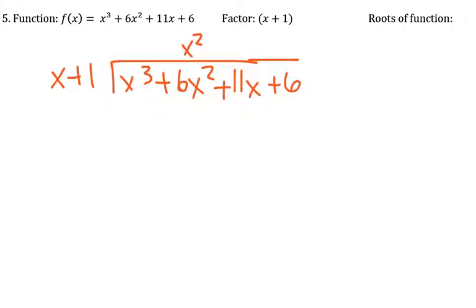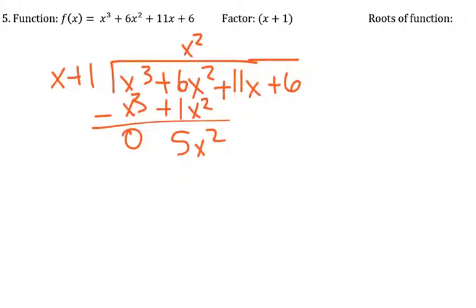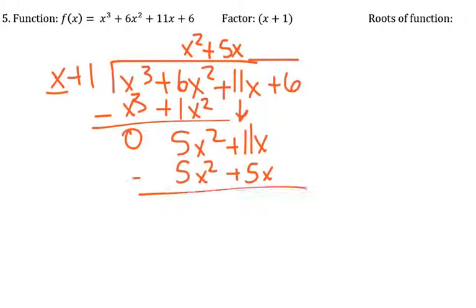So x squared times x is x cubed. x squared times 1 is just 1x squared. We subtract 0. 6 minus 1 gives us 5x squared. So bring that 11x down. How does x become 5x squared? Well, got to have a 5 and an x. 5x times x gives us 5x squared. 5x times 1 just gives us 5x. Subtract it, we get 0. 11 minus 5 gives us 6x. Bring down this positive 6.